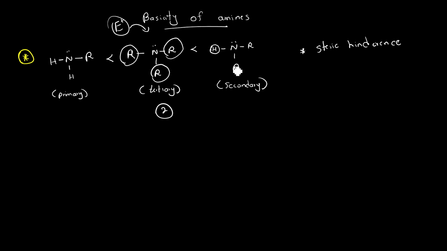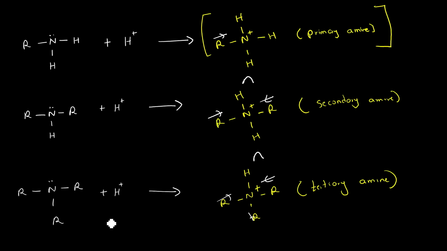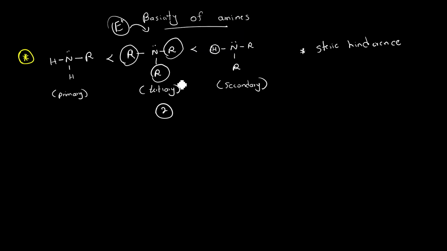So that's why, even though this is much more stabilized, it's really hard for the proton to come and bind to this nitrogen because of this steric hindrance. Even though this is stabilized, this hydrogen couldn't find a better route to the nitrogen. The R groups are going to block it. That's why we are going to put our tertiary amines into the second place.